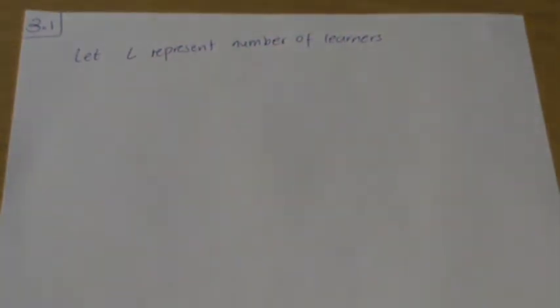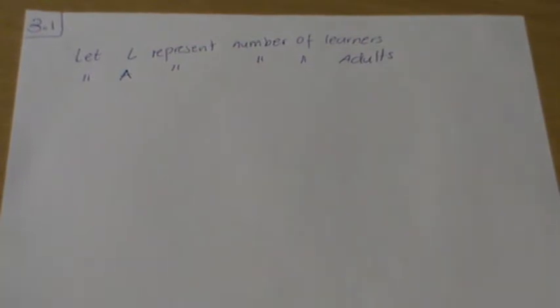I just state that so that the person who's marking knows this is what this represents, and that is what that represents. I don't just introduce variables without explaining them. Then I will say let A represent the number of adults. So I have my two variables: L, which represents the number of learners, not the price of a ticket for a learner, and A, the number of adults.